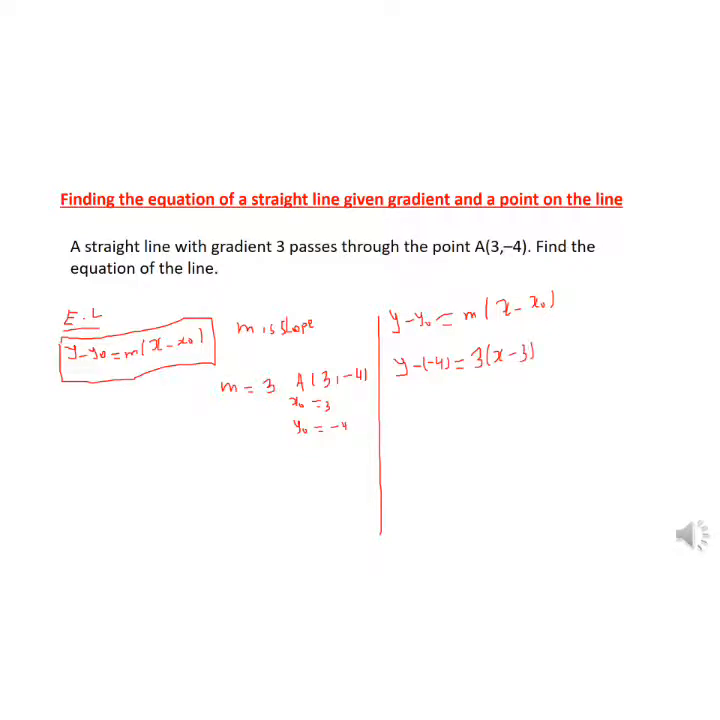Remove the brackets for all terms: we get y minus times minus 4, we get plus 4, is equal to 3 times x, we get 3x.